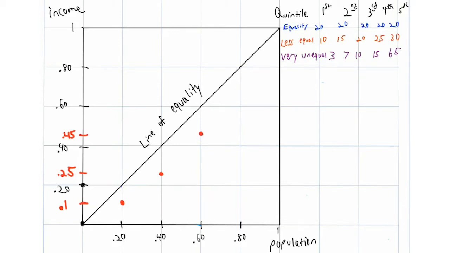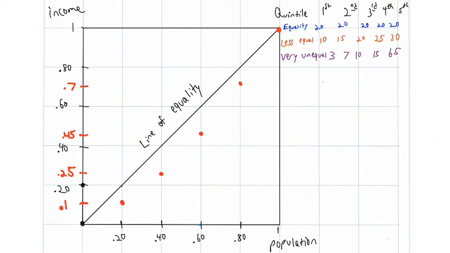The next quintile, add 0.25 on top of that, we get to 0.7. And remember that the final dot on your Lorenz curve is going to be in the upper right corner. 100% of the population, by definition, has to have 100% of the income. So to make our Lorenz curve, I'm just going to connect the dots.